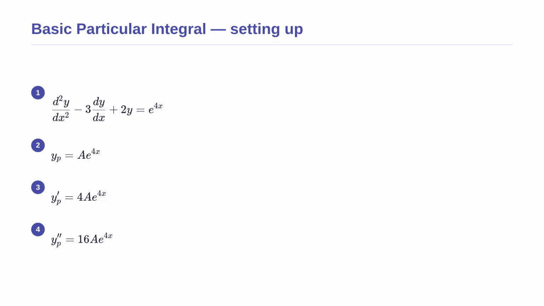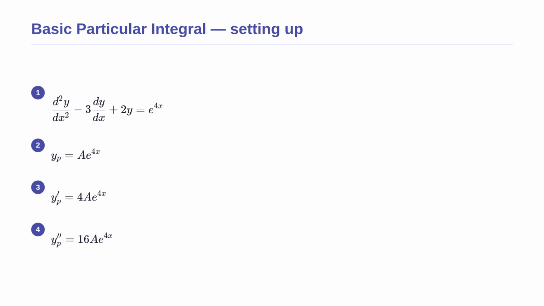Now that we have our method, let us see this with a concrete example. We are given a second-order differential equation where the external forcing function on the right side is an exponential growth function, e to the power of 4x. We need to find the specific mathematical response to this exact force.